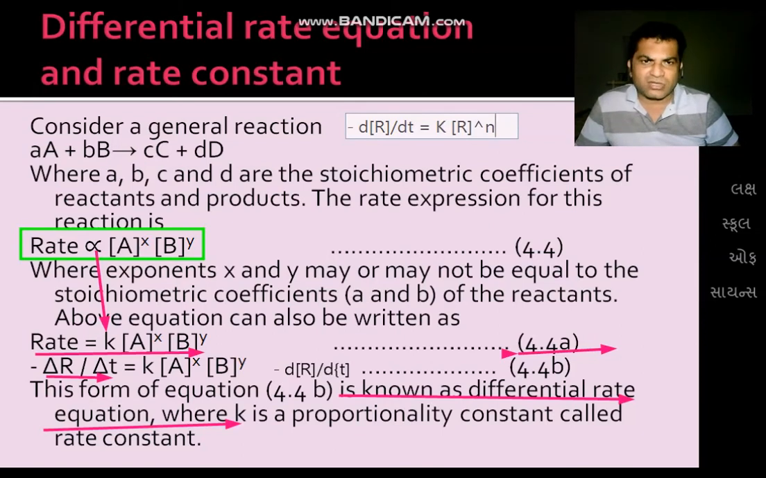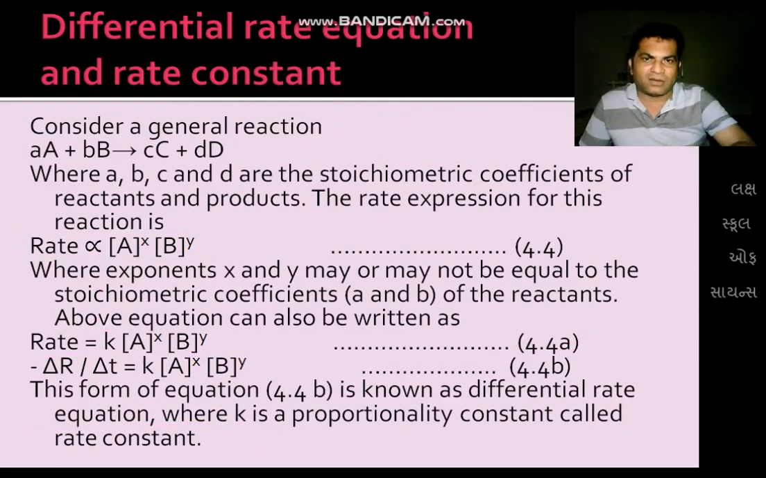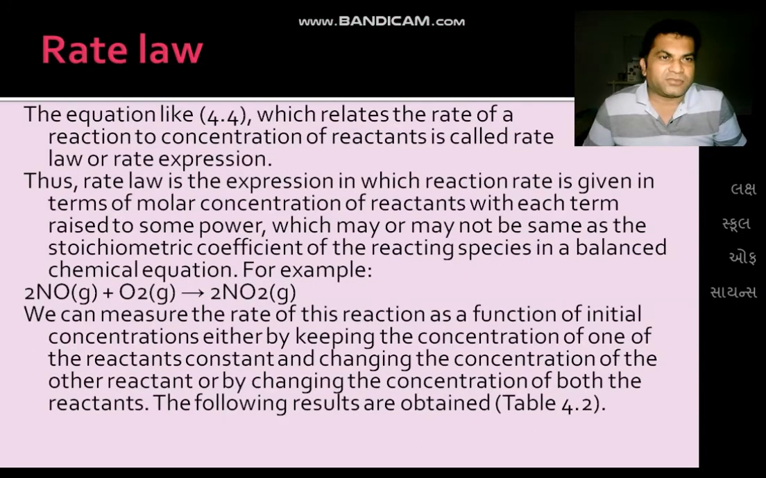So rate constant is k and this equation is known as the equation of differentiation. Those with maths will know, but biology students remember that d by dt is called a derivative, which you must have seen in 11th physics. So now we are going to talk about the further thing, and this will be the rate law.